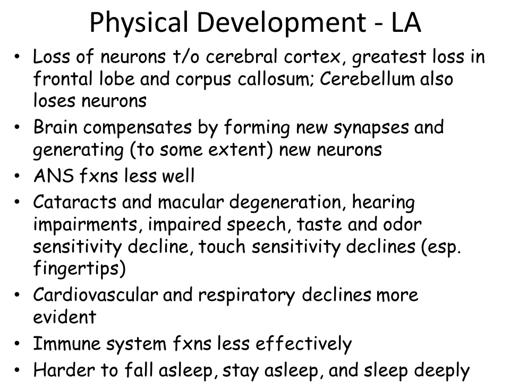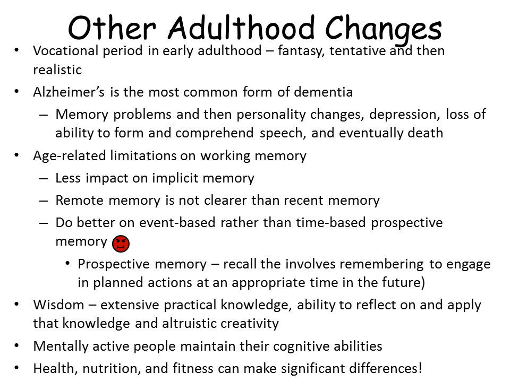As you get older, you need less sleep. So, in late adulthood, over 60, it's harder to fall asleep, it's harder to stay asleep, and it's harder to sleep deeply. So now when you have the time to sleep, you won't be able to. Nifty, huh? Okay, other adulthood changes.